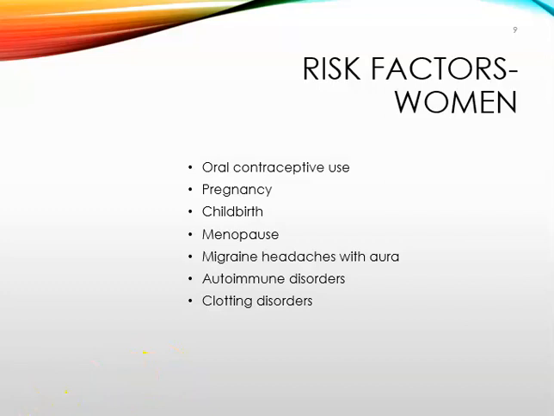Autoimmune disorders, think about your diabetes and your lupus. There's going to be an inflammation to the blood vessels with those disorders. And then clotting disorders. So if their blood clots too much, they're going to have ischemia, or if it doesn't clot enough and they have bleeding problems, they could suffer from a hemorrhagic stroke.